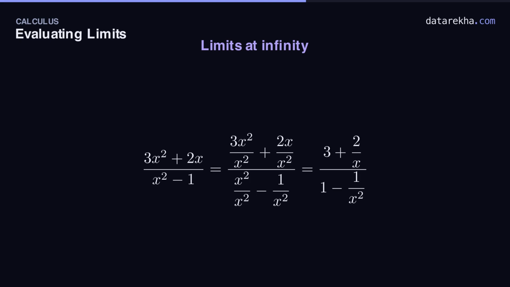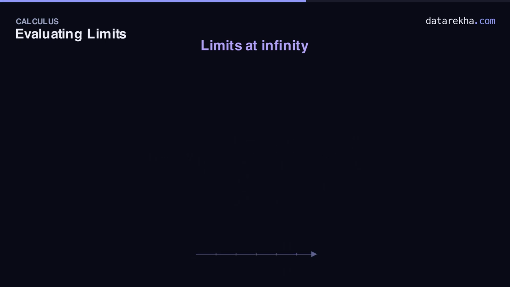But now every piece is either a constant or something over a power of x. And now the magic of large x: 2 over x and 1 over x squared both shrink to nothing as x explodes, leaving 3 over 1, the ratio of the leading coefficients. The limit is 3. On the graph, the curve settles onto the line y equals 3, a horizontal asymptote it hugs ever closer as x marches right. That flattening is the limit, seen directly.